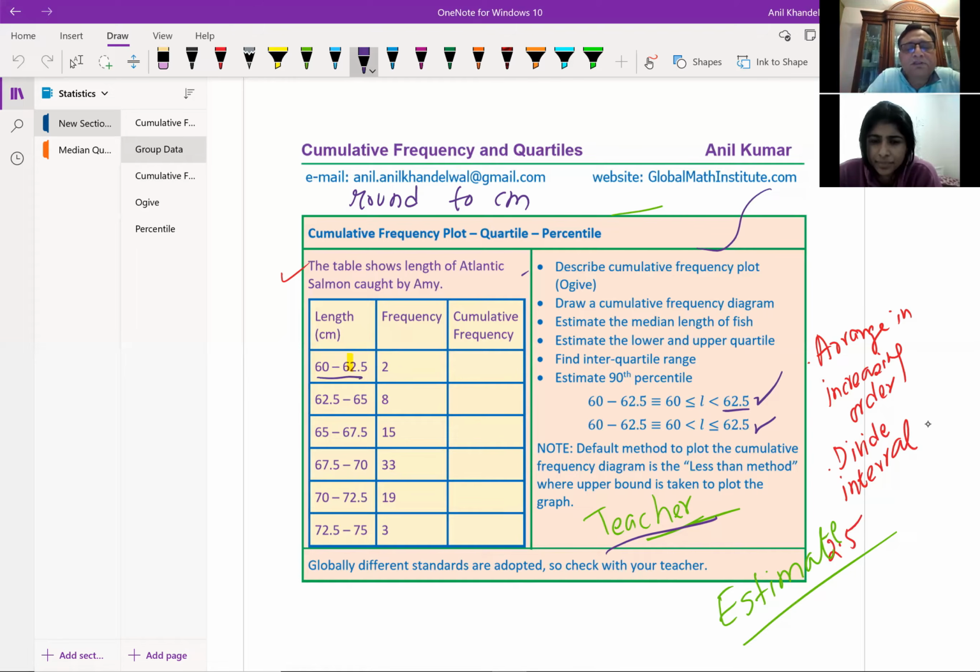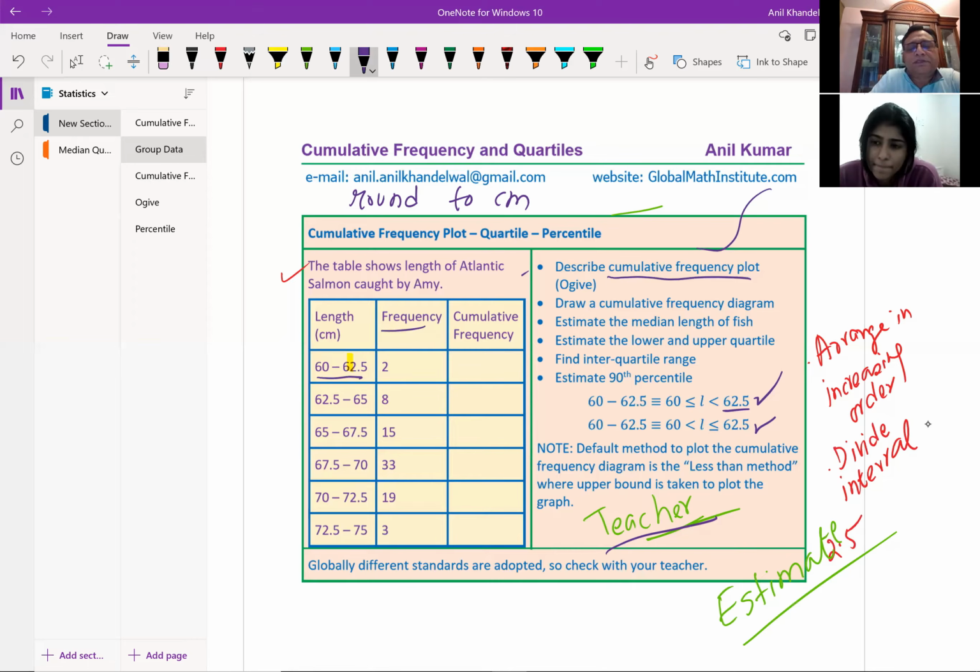The data given to us is that in the first interval we have got 2, the second 8, and likewise, as you can see. This number within that interval is called the frequency. Cumulative frequency is the running total of your frequency. That is cumulative, add on. So that is the meaning of cumulative frequency.